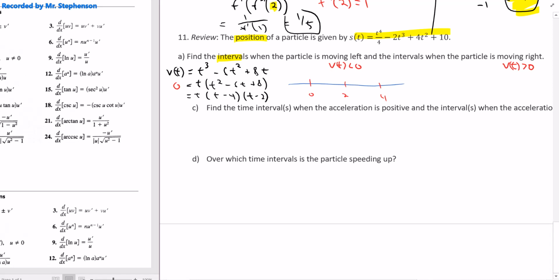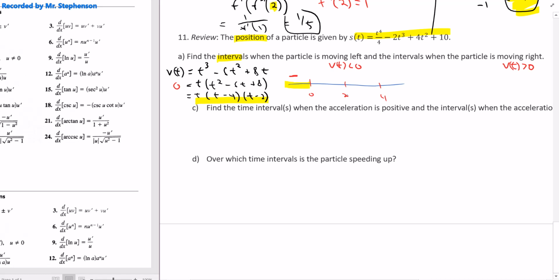So the first thing I'm going to do is plug in a number over here on the left-hand side of 0, right? Pick a number over there, like negative 1, right? And imagine we're plugging in negative 1 to this. And all you got to know is the sign. If I plug in negative 1 here, it's going to be negative. This is going to be negative. This is going to be a negative. A negative times a negative times a negative is a negative. So from negative infinity to 0, it's moving left.